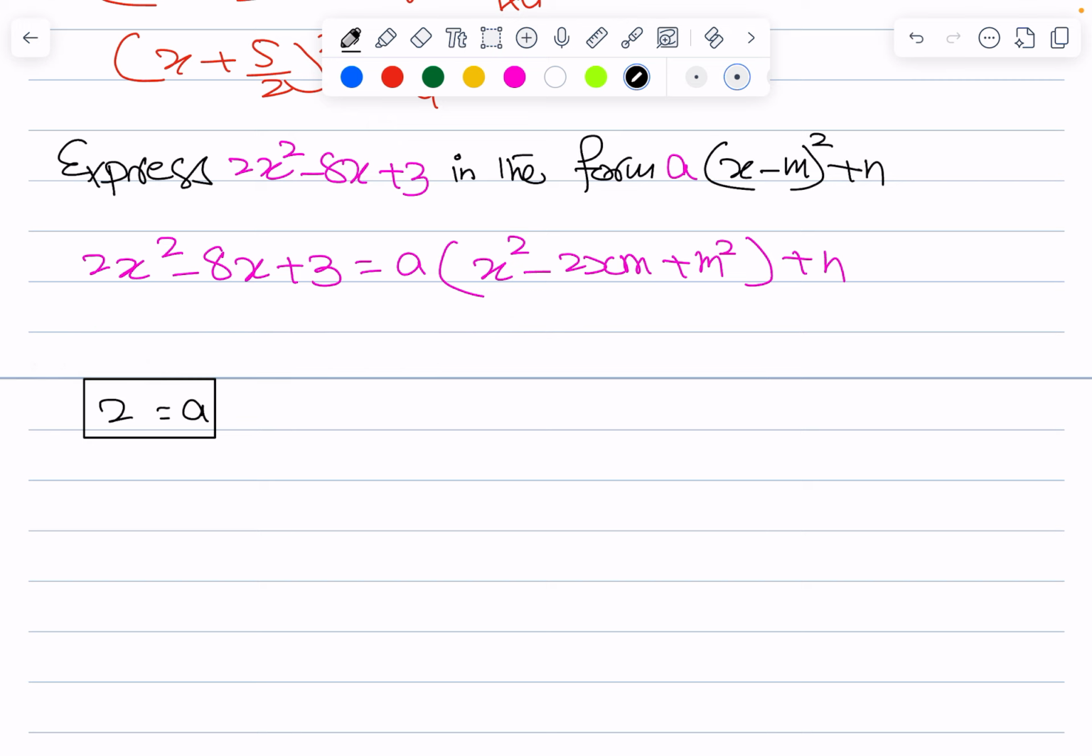Now the coefficient of x is minus 8, and on the other side the coefficient of x is minus 2am. We have already found the value of a, so substitute here: minus 2 times 2m, and minus 8 divided by minus 4 equal to m. So m is equal to 2.